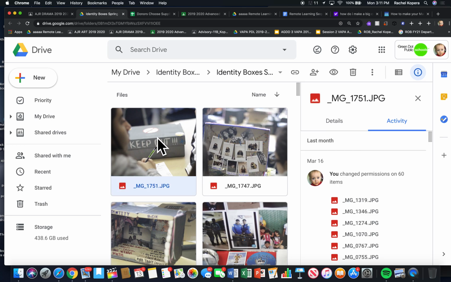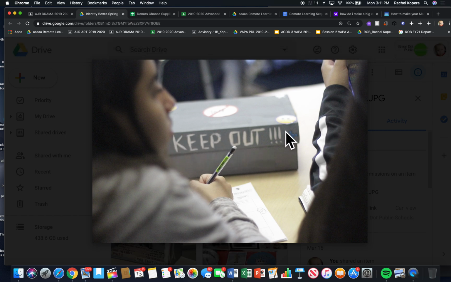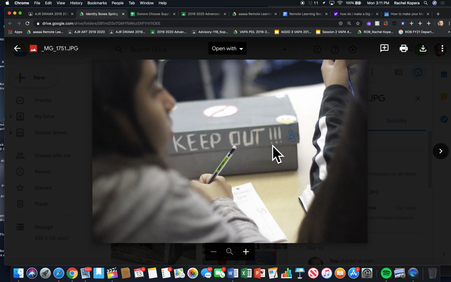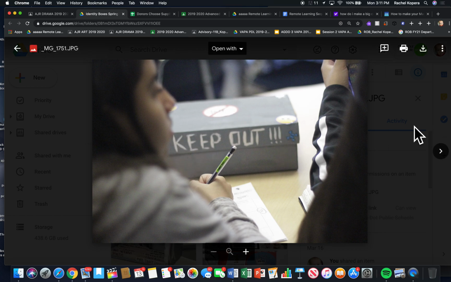Okay, so what is an identity box? An identity box is a place that is your space, right? So it's not necessarily public. Keep out. Notice this box is so plain, right? Because we don't know very much about a person by looking at them from the outside. We don't know what goes on in their heart, their emotional, their intellectual, their cultural, their spiritual identity. We don't know anything about someone's heart unless they let us in, right?